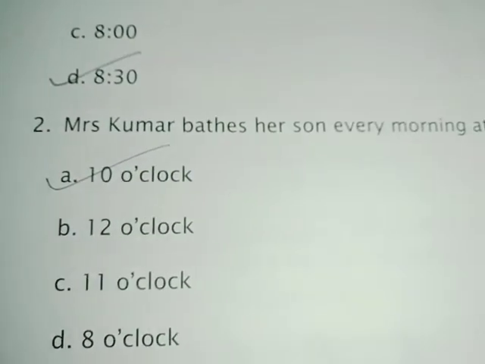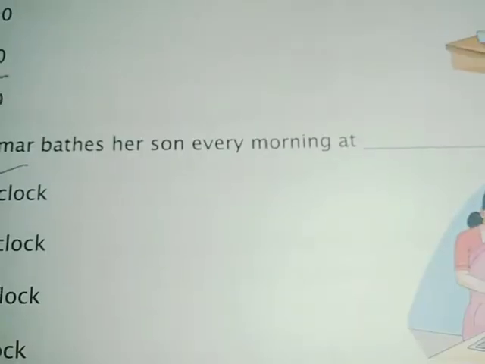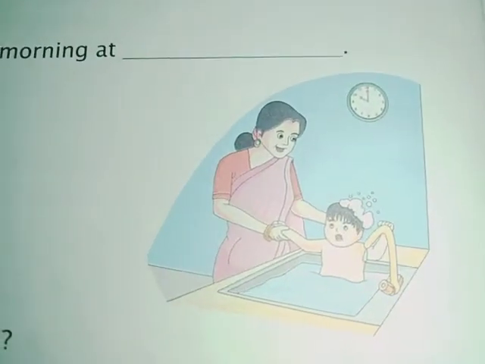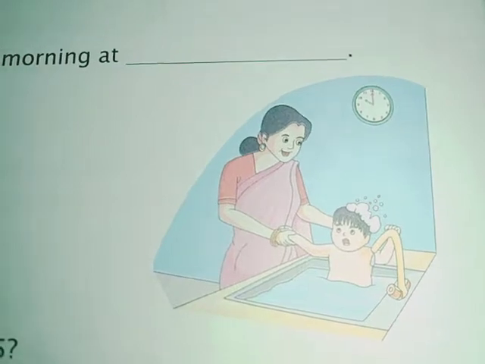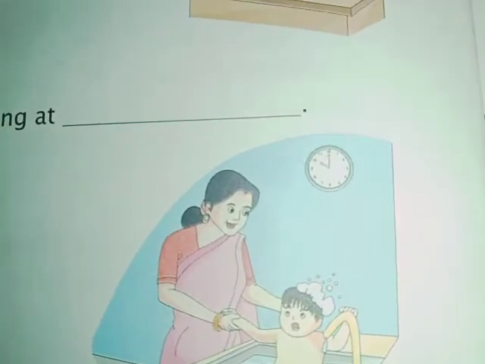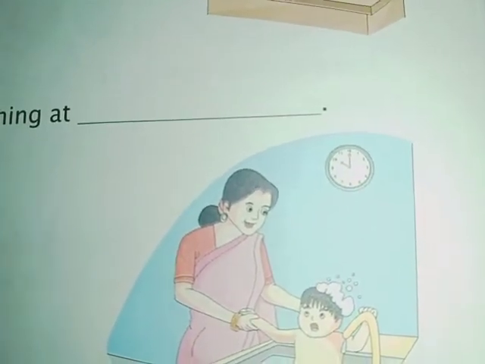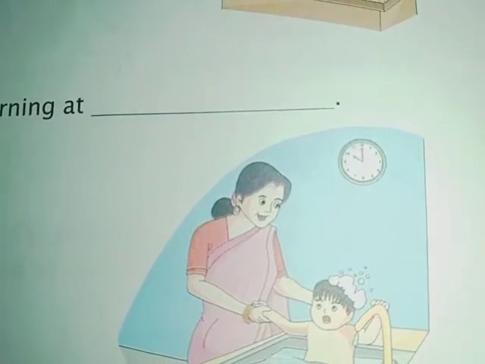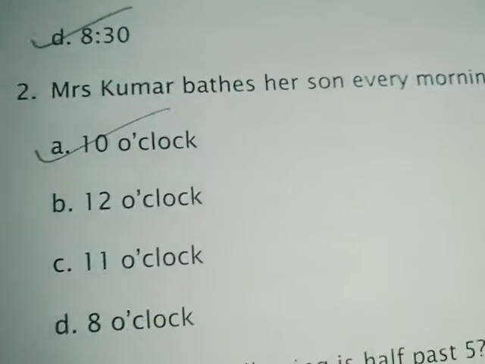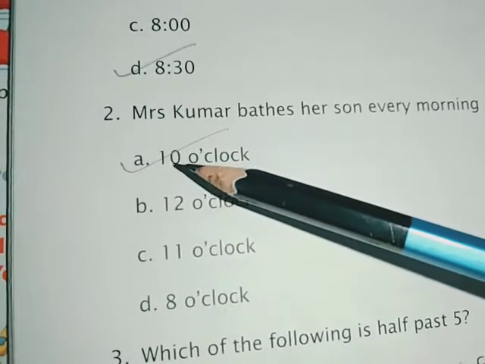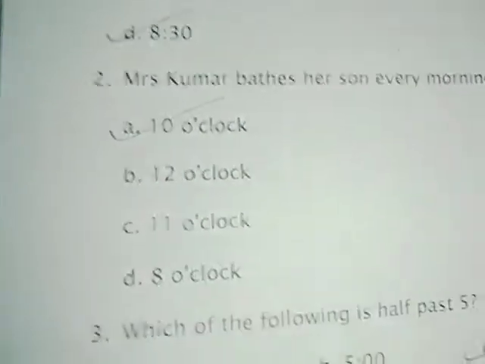Number 2. Mrs. Kumar bathes her son every morning at dash. Here again a picture is given of a mother bathing her son, and on a wall we can see a clock. The hour hand is at 10 and the minute hand is at 12. So this clock is showing us the time 10 o'clock. Let us move to the options. In the options, 2A is given as 10 o'clock. So this is the correct answer.